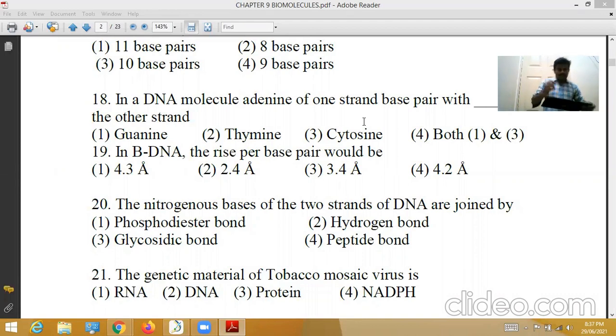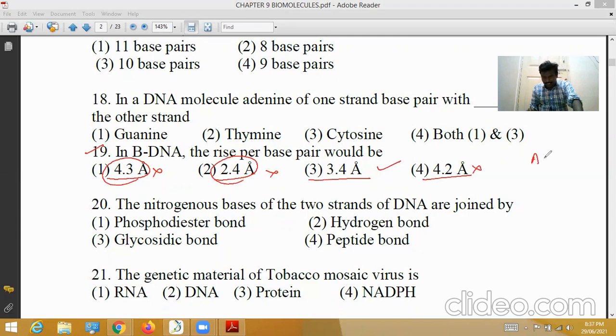Okay, next page. In B-DNA, the rise per base pair would be, that means what? In B-DNA, in between two base pairs, what is the distance? 4.3 angstroms, it is a wrong option. 2.4 angstroms, it is a wrong option. 3.4 angstroms, it is the correct option. 4.2 angstroms, it is a wrong option.